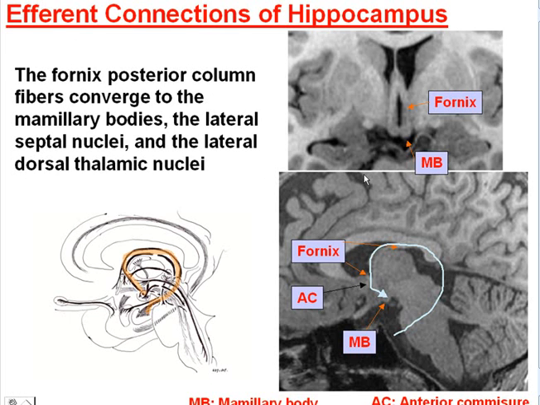The posterior column of fibers converges to the mammillary body, the lateral septal nuclei, and the lateral dorsal thalamic nuclei. This shows the hippocampal efferent through the fornix, going posterior to the anterior commissure and ending up in the mammillary body. You can see the fornix coming down to the mammillary body visualized by the coronal scans.